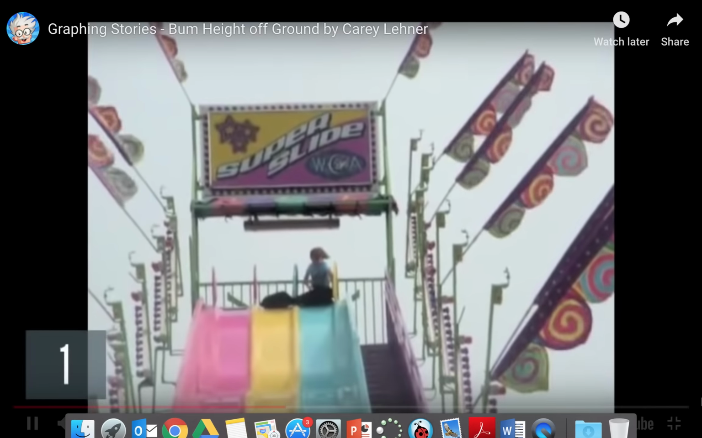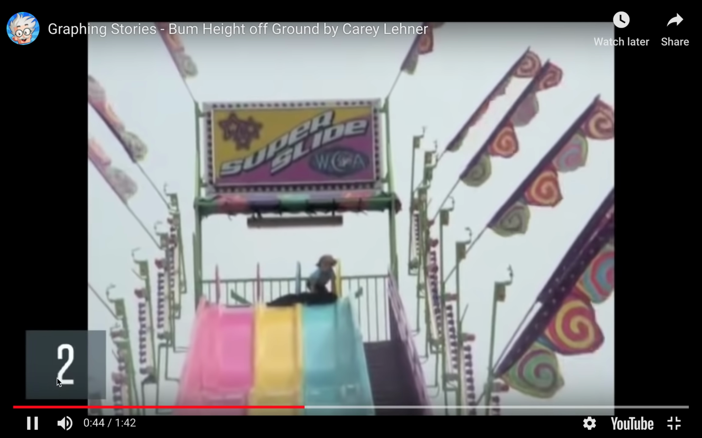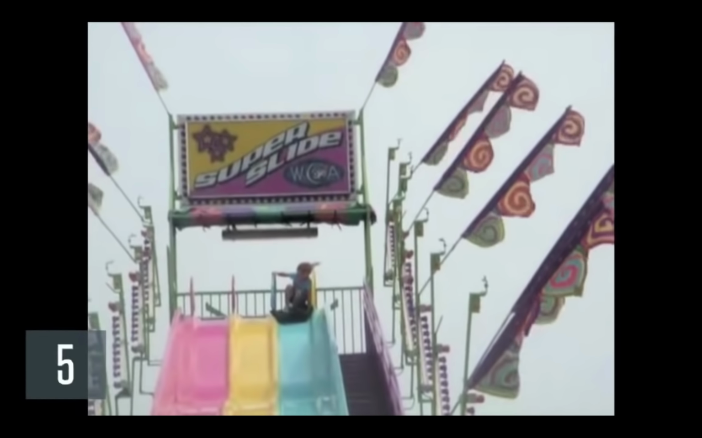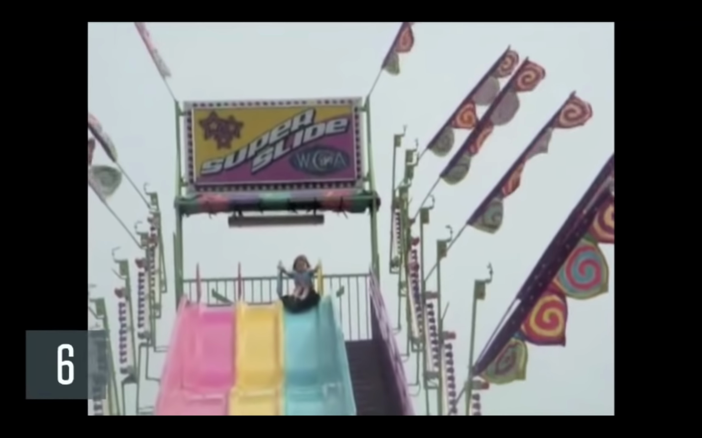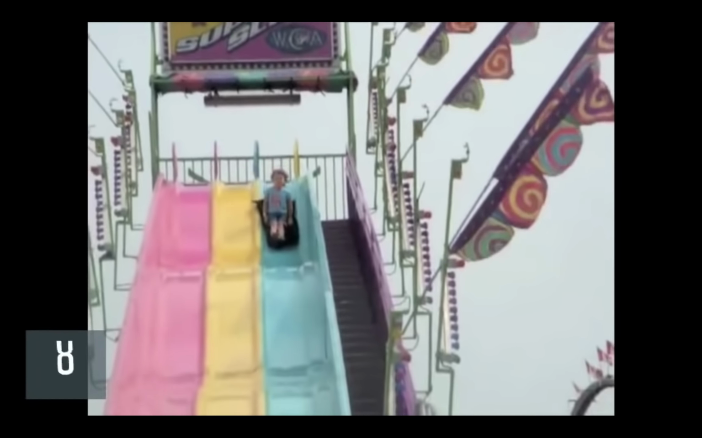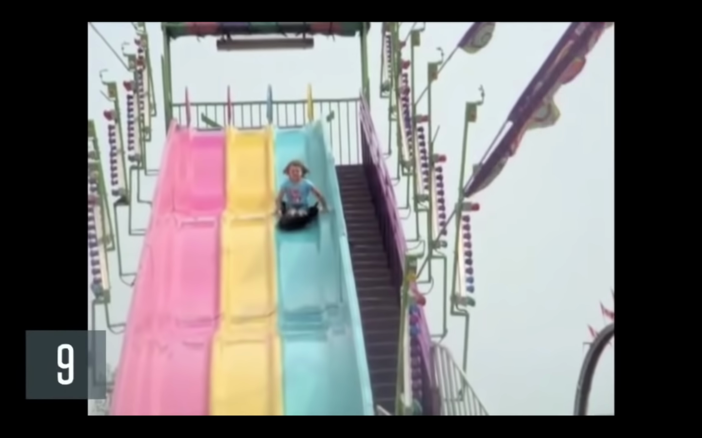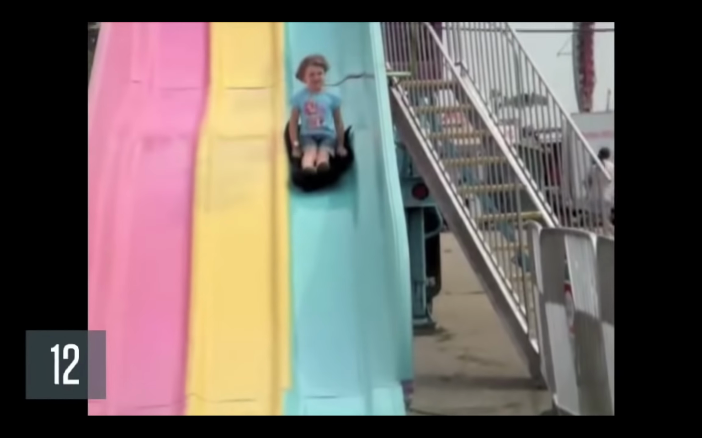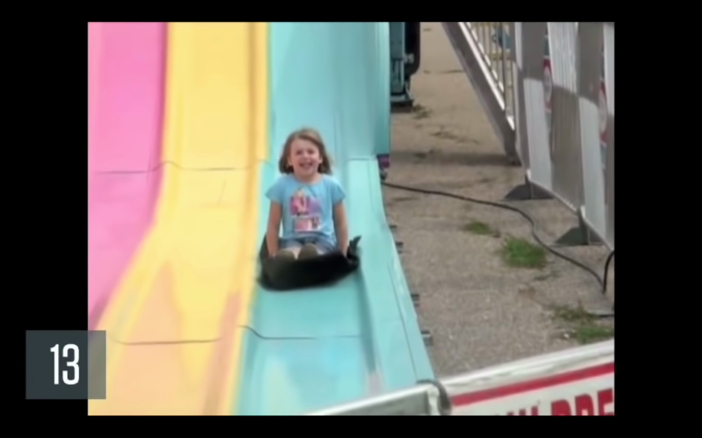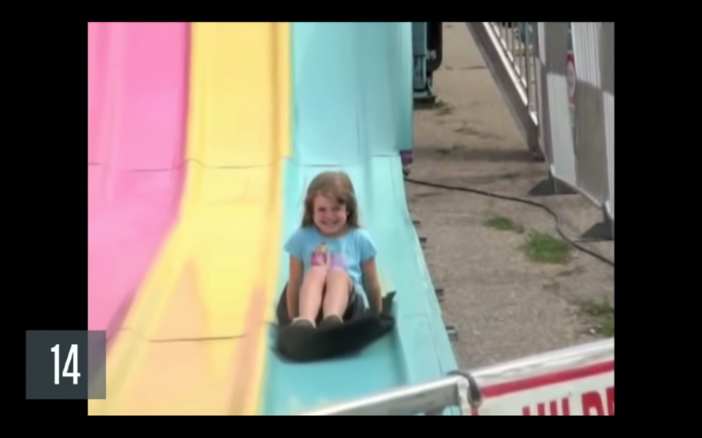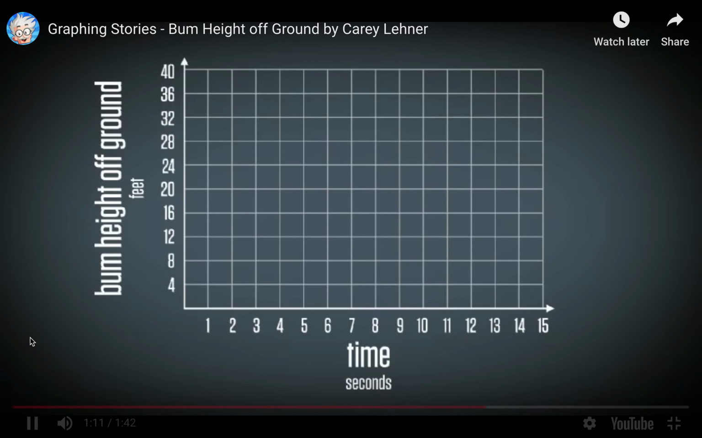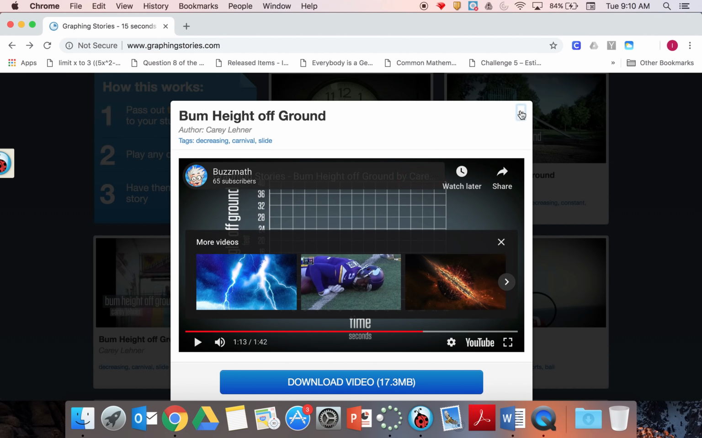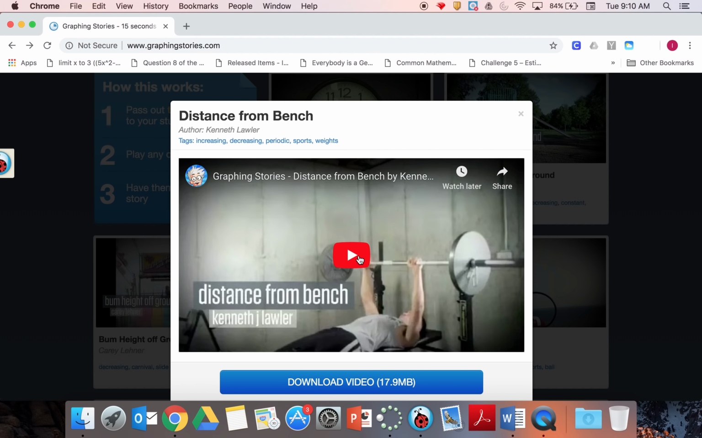So think about where the height of her rear end is according to where the time on the clock is going. Use that to help you graph your story. Okay, go back and watch that again if you need to. Here's our last video. It's a guy bench pressing.